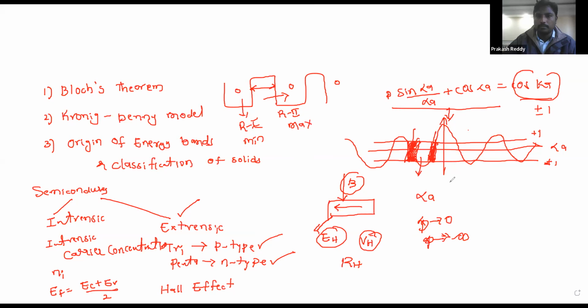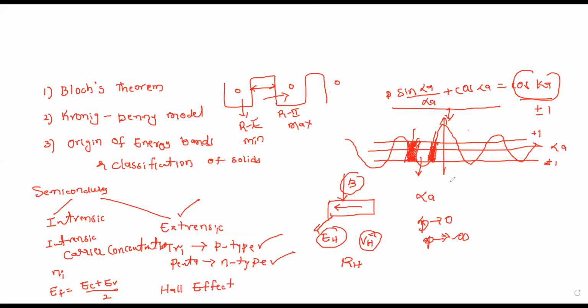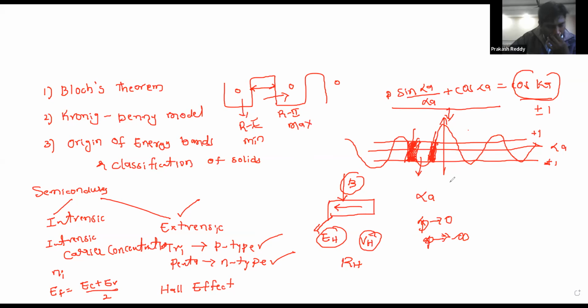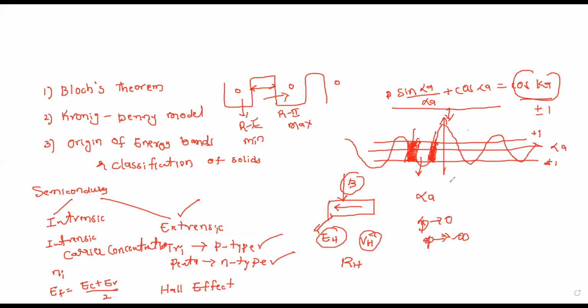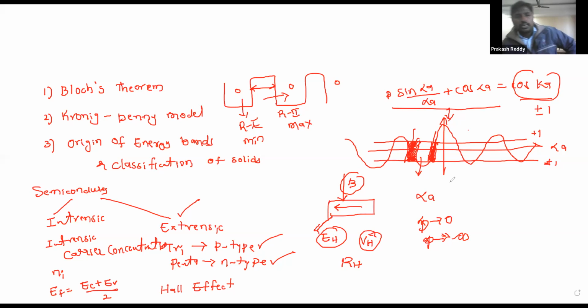Sir, for the sixth question, the answer is coming 1.439 into 10 to the power of 11 per meter cube. Okay, keep the same thing, 1.4 into 10 power 11. Yes, sir. But the carrier concentration you are getting is about 10 power 20. Once again recheck. I will also check. Yes, sir.